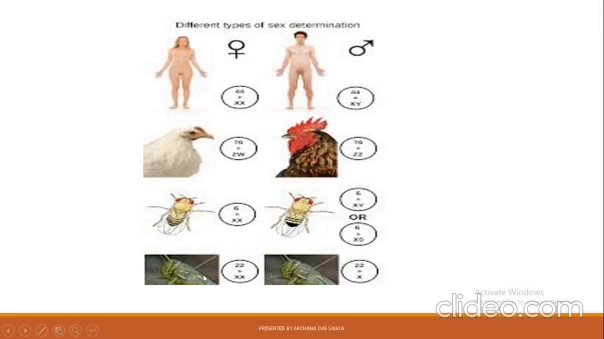Then in grasshoppers, it is seen the total is 24 chromosomes, out of which 22 are autosomes with a pair of sex chromosomes, XX in females, and in males it is only one X.